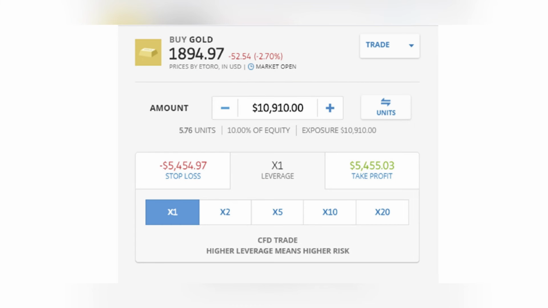You need to keep an eye on liquidity, volatility, news and catalysts, and technical indicators. And that's it guys, as simple as that.